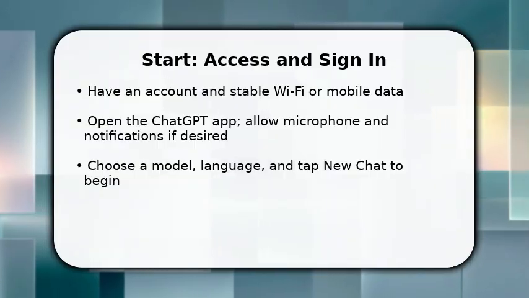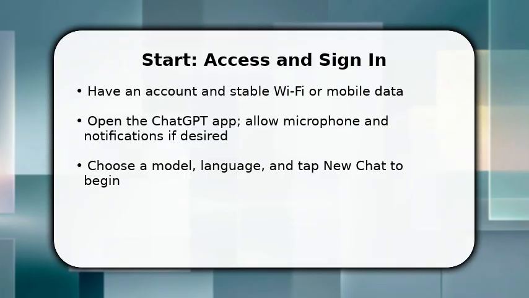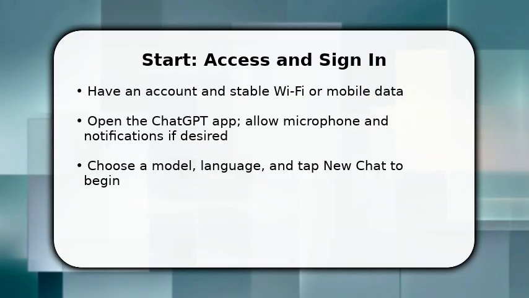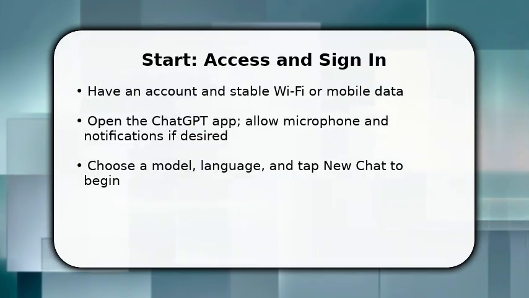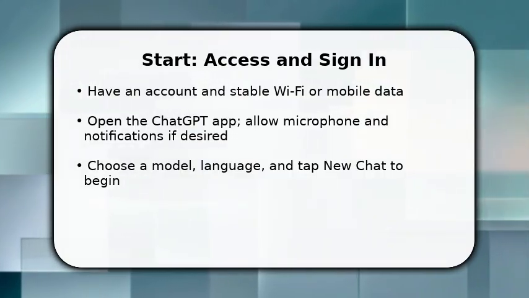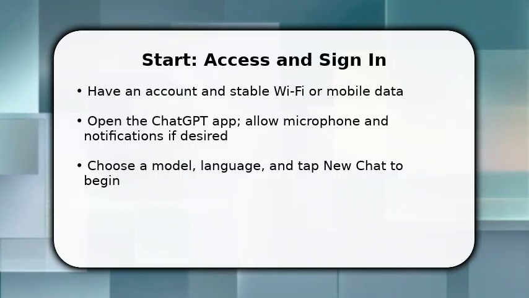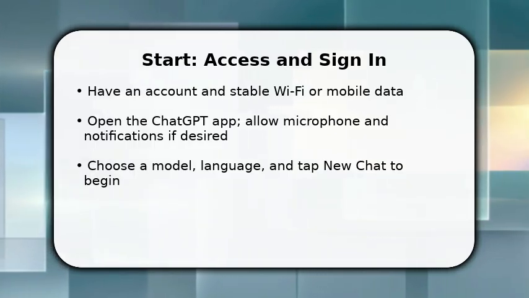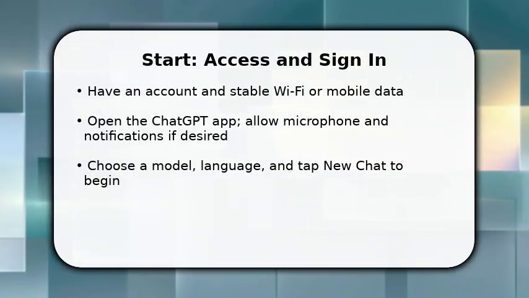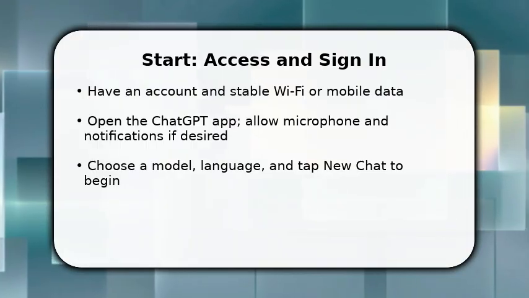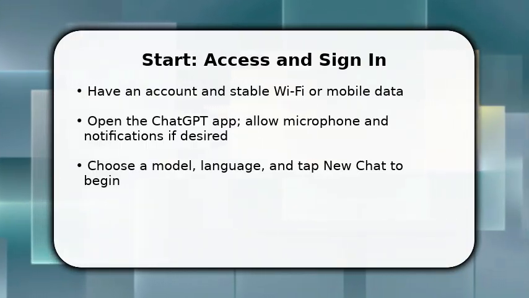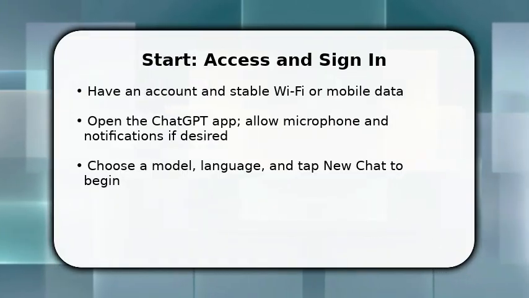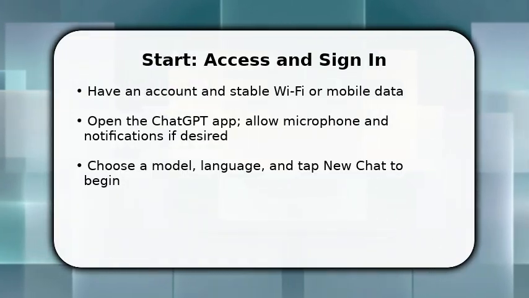You begin by signing in and confirming connectivity. This prevents interruptions. Once signed in, tap New Chat and select your preferred model and language so responses match your needs. Make sure permissions like microphone are enabled if you want voice input, and grant notifications for updates. Save any API key or account recovery info now. Without it, you may lose access. These initial choices shape response style and latency, so pick settings that fit your workflow before moving on.